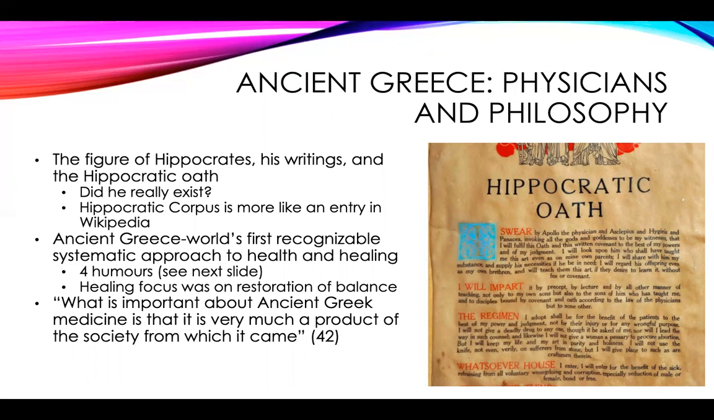But what is unique about ancient Greece is that it was the world's first recognizable systematic approach to health and healing. They focused on those 4 humors, and I'll have a slide depicting that coming up. Because they saw your health as being based around these 4 humors, when you were sick or ill, the focus was on restoring balance between these humors. What's important about ancient Greek medicine is that it's very much a product of the society from which it came. And I think that's an important sentence, because last chapter we talked about medical knowledge and the social constructionist nature of medical knowledge.